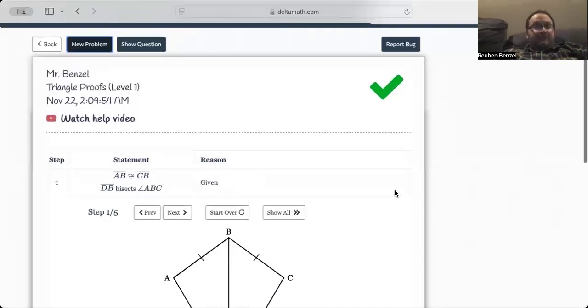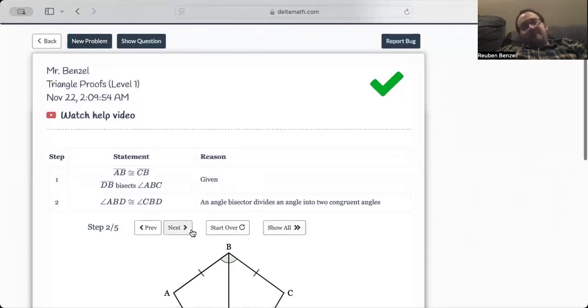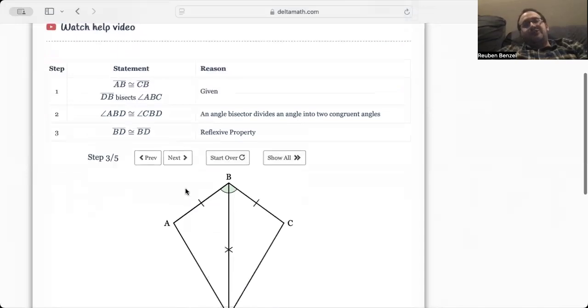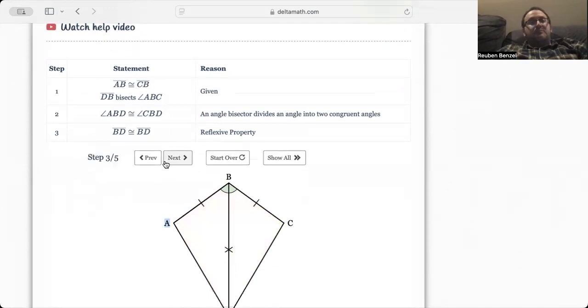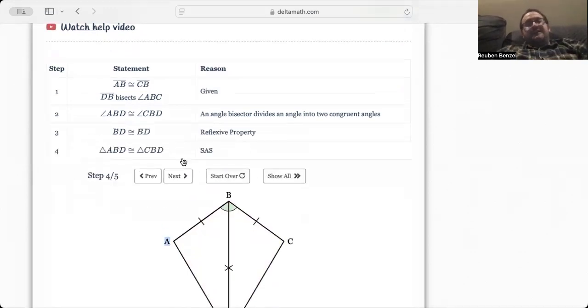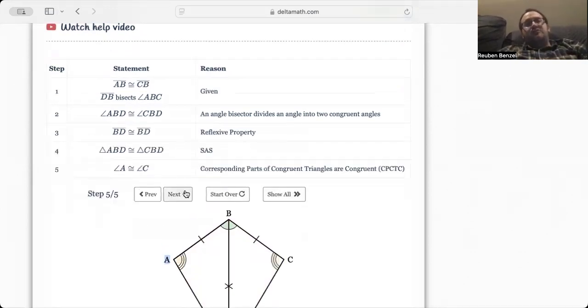If you are struggling on a proof, it might be a good idea to look at a few solutions. And Delta Math is very good at showing step by step how they go with the statements and reasons. And it's very good to look across the proofs and see what each proof has in common, and are there any common patterns? And you'll be able to see a lot of the tricks of the trade when you do that.